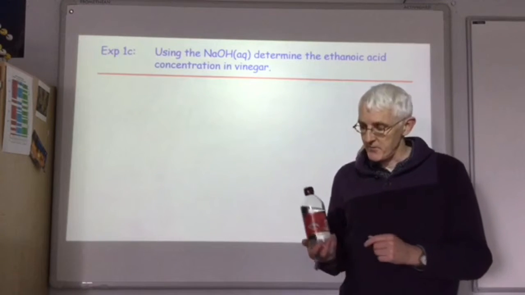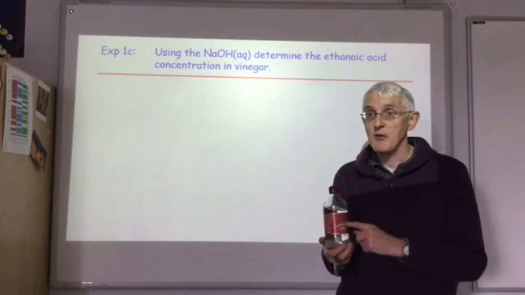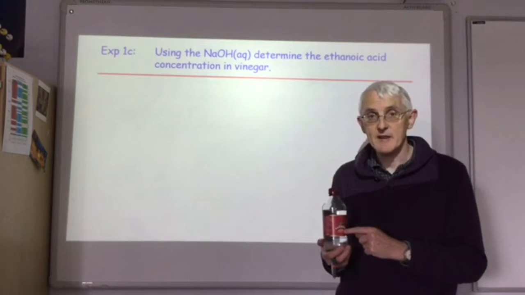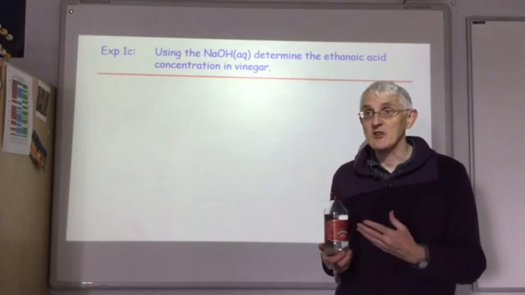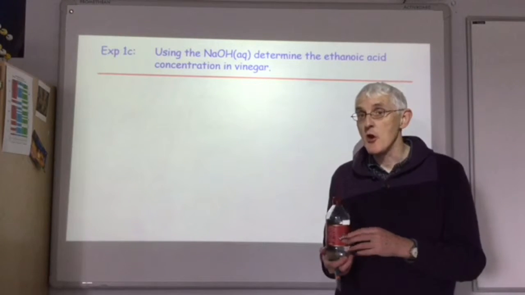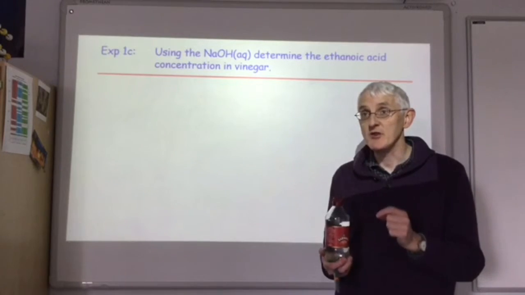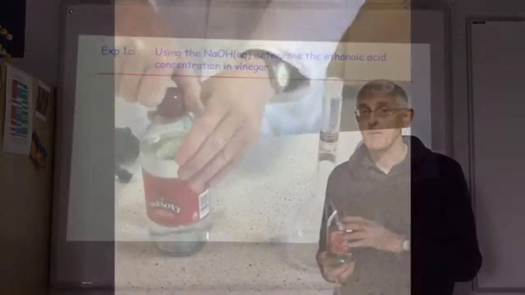In the third part of the experiment, you are now going to determine the ethanoic acid content of this vinegar sample by carrying out a titration with the sodium hydroxide solution, which you now know the concentration of very accurately.